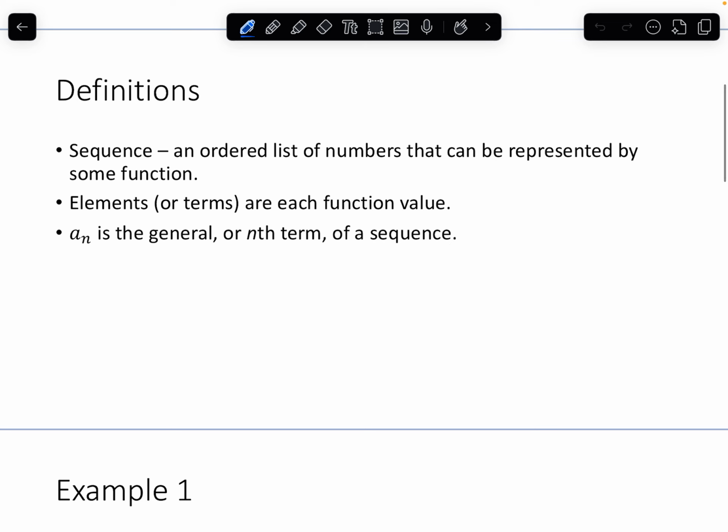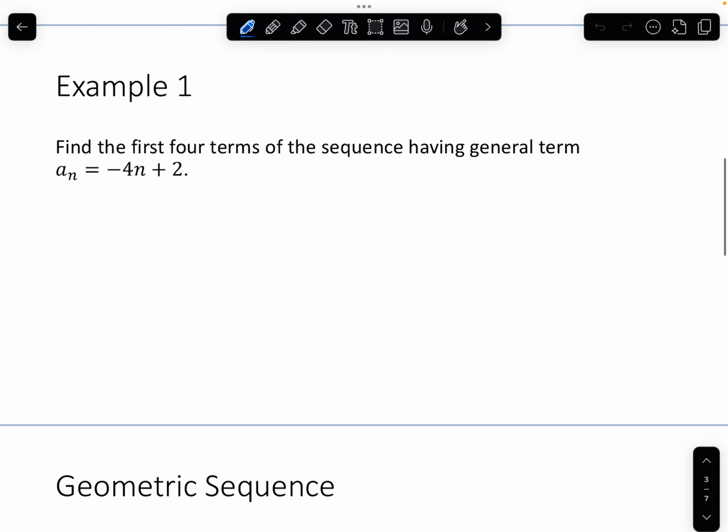So, a few definitions. A sequence is an ordered list of numbers that can be represented by some function. An element or a term is each of the function's values, and a sub n is the general or nth term of this sequence.